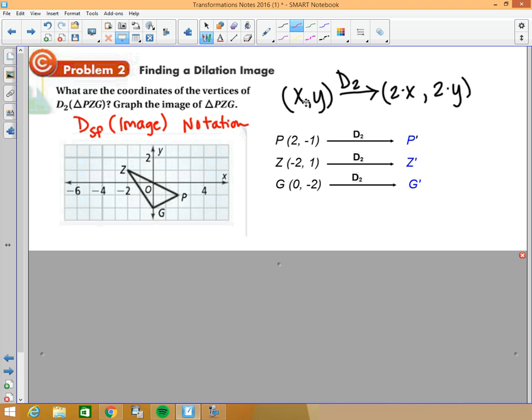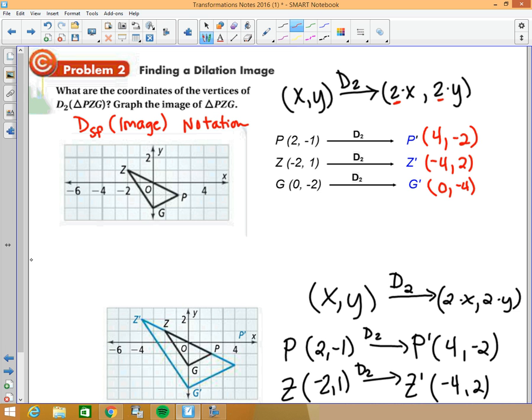I'm going to take the coordinates of P, Z, and G, and I'm going to multiply each of them by a factor of 2. Okay, so I would say P is 2, negative 1. So if I multiply 2 times 2, I get 4. And if I multiply 2 times negative 1, I get negative 2. And then I'll do the same for Z. So 2 times negative 2 is negative 4, and 2 times 1 is 2. And for G, 2 times 0 is 0, and 2 times negative 2 is negative 4. So that should give me my coordinates for my new dilation.